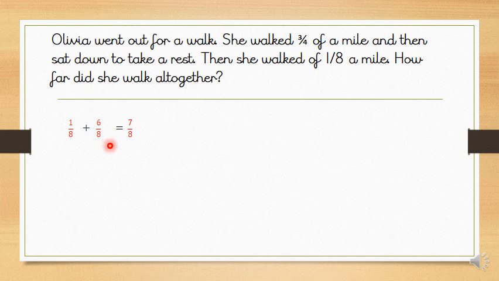And then I added them together because like the question says, how far did she walk all together? So I know I need to add them together. I did 1/8 plus 6/8, which gave me 7/8. And I know I can't reduce this fraction any further because there is not a number that goes into 7 and 8 without leaving a remainder.